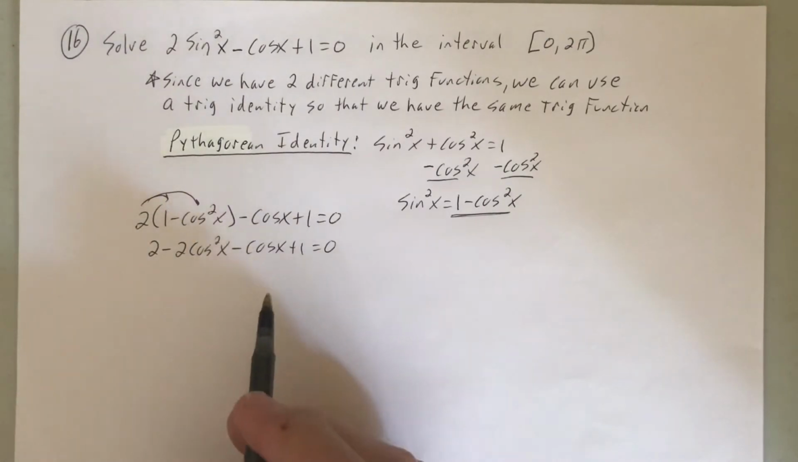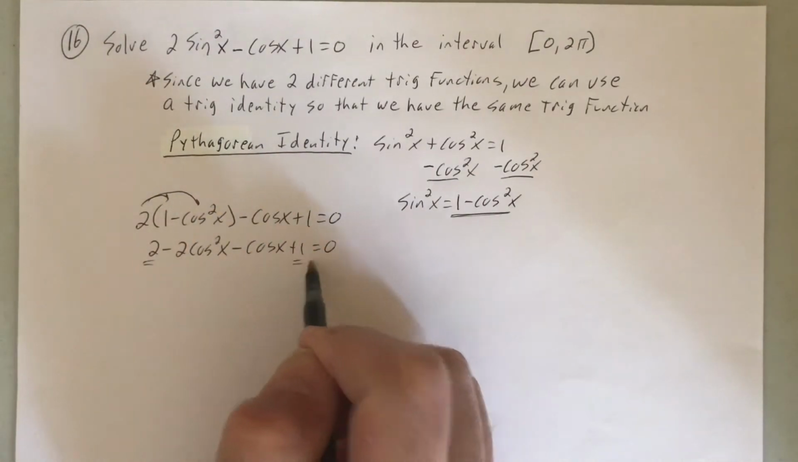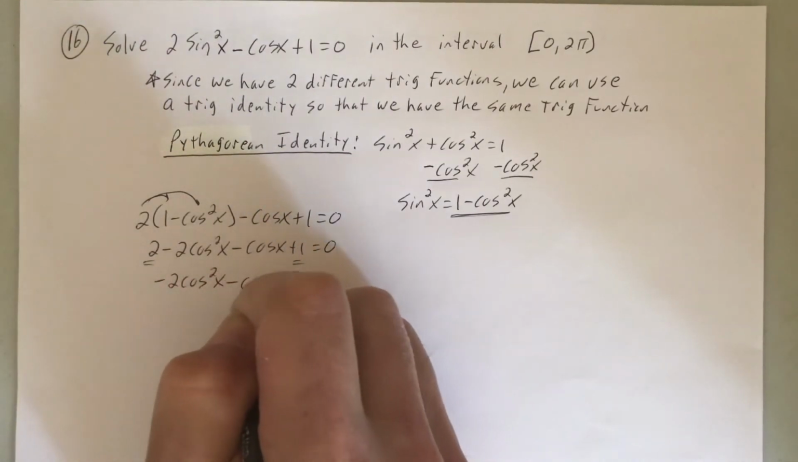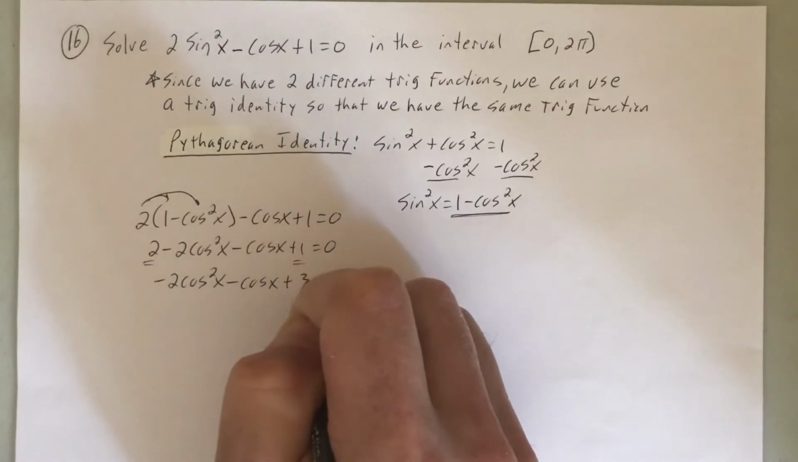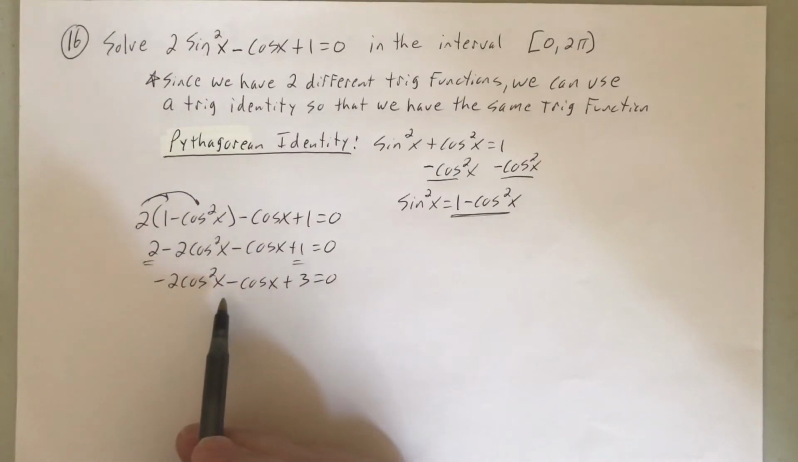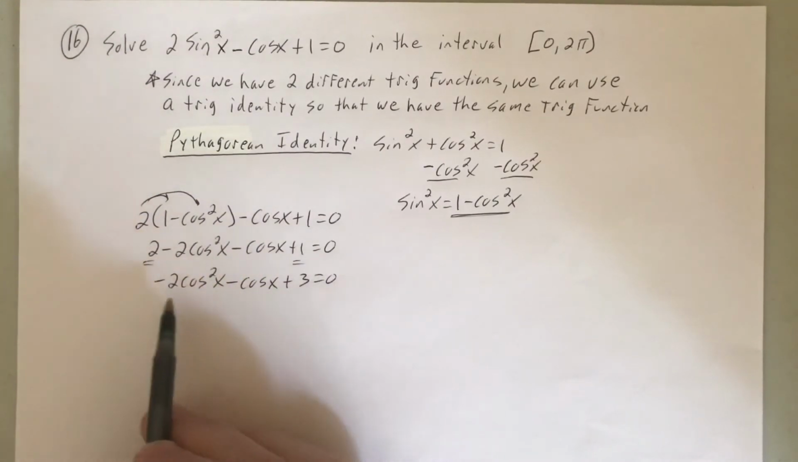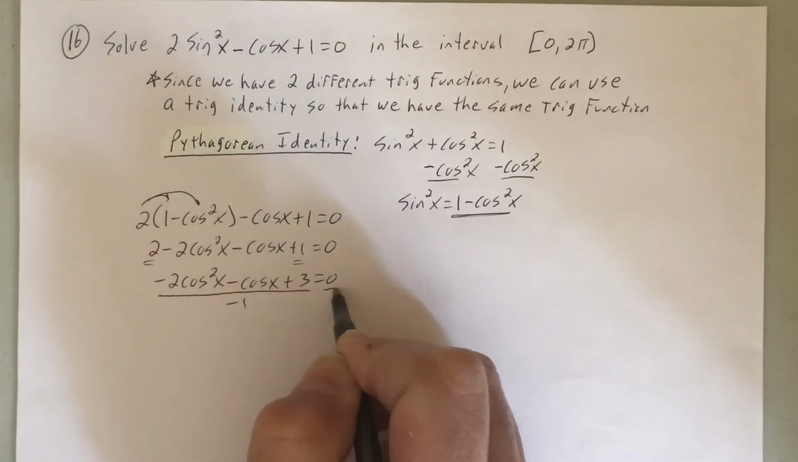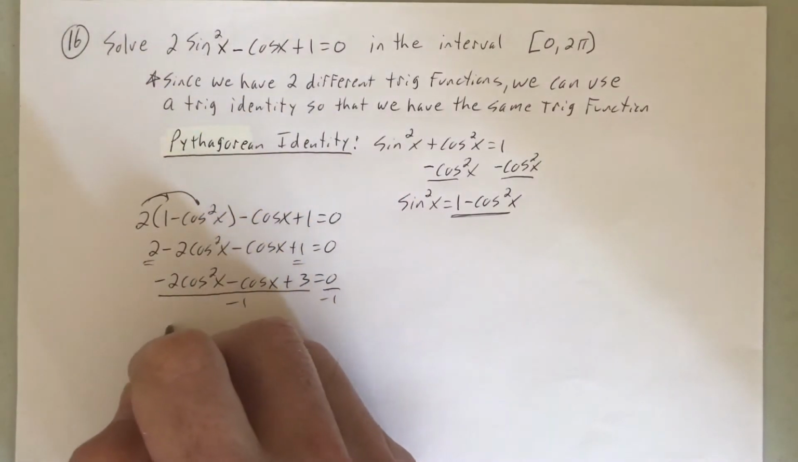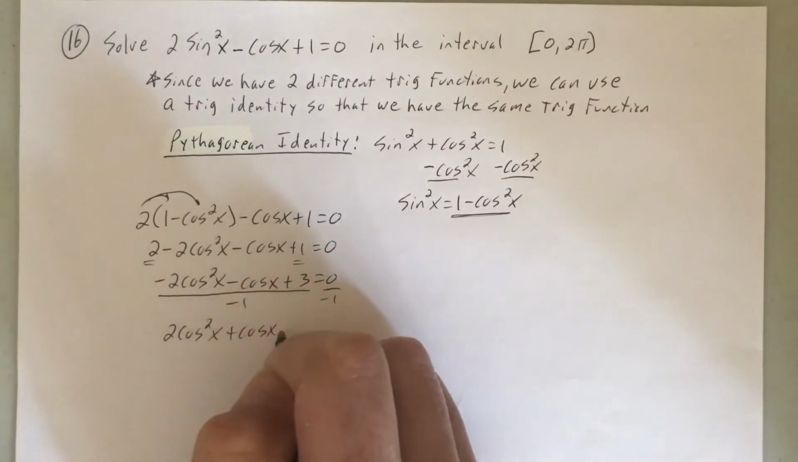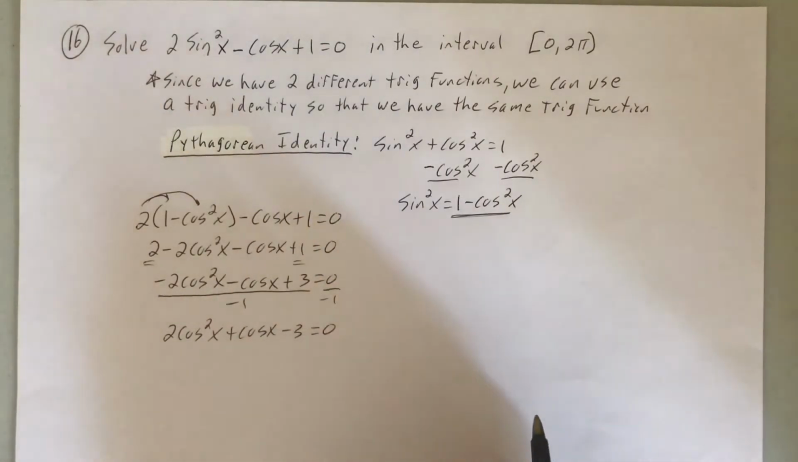And then I can combine my like terms here. So I've got a 2 and a 1. That gives me negative 2 cosine squared x minus cosine x plus 3 is equal to 0. And now this looks like the quadratic that we were doing before. We can factor this, but we don't want to factor with a leading coefficient that is negative. So I'm just going to divide both sides by negative 1 just to change the signs. So I get 2 cosine squared x plus cosine x minus 3 is equal to 0.